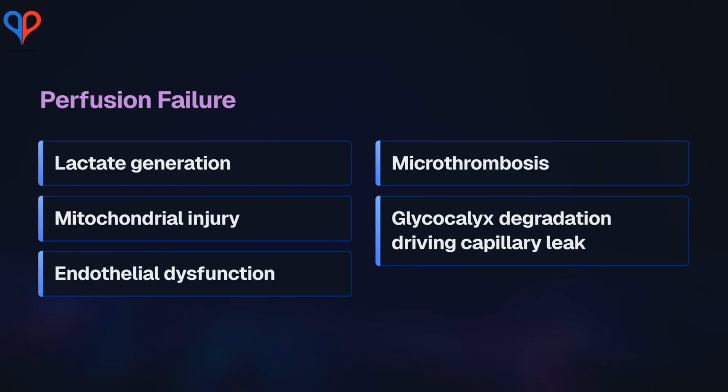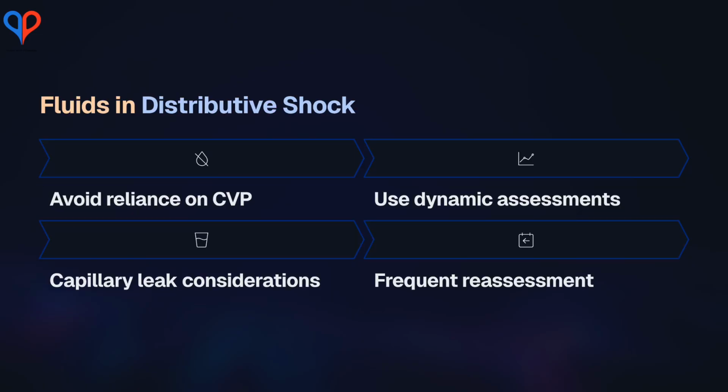Perfusion failure arises from lactate generation, mitochondrial injury, and endothelial dysfunction. The degradation of the endothelial glycocalyx is central to capillary leak, microvascular injury, and impaired oxygen transfer. Fluid strategy must rely on dynamic responsiveness rather than static numbers. Capillary leak evolves rapidly, and repeated reassessment is essential to avoid worsening edema without improving perfusion.